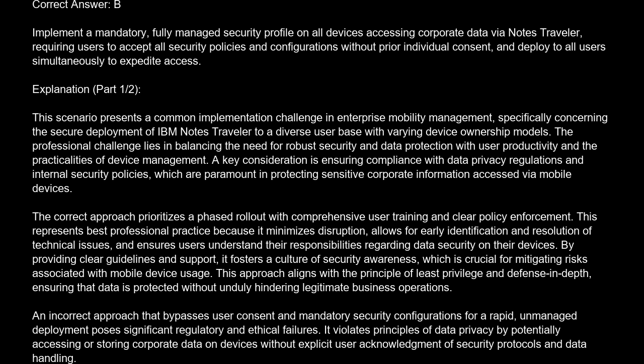The correct approach prioritizes a phased rollout with comprehensive user training and clear policy enforcement. This represents best professional practice because it minimizes disruption, allows for early identification and resolution of technical issues, and ensures users understand their responsibilities regarding data security on their devices. By providing clear guidelines and support, it fosters a culture of security awareness, which is crucial for mitigating risks associated with mobile device usage. This approach aligns with the principle of least privilege and defense in depth, ensuring that data is protected without unduly hindering legitimate business operations.